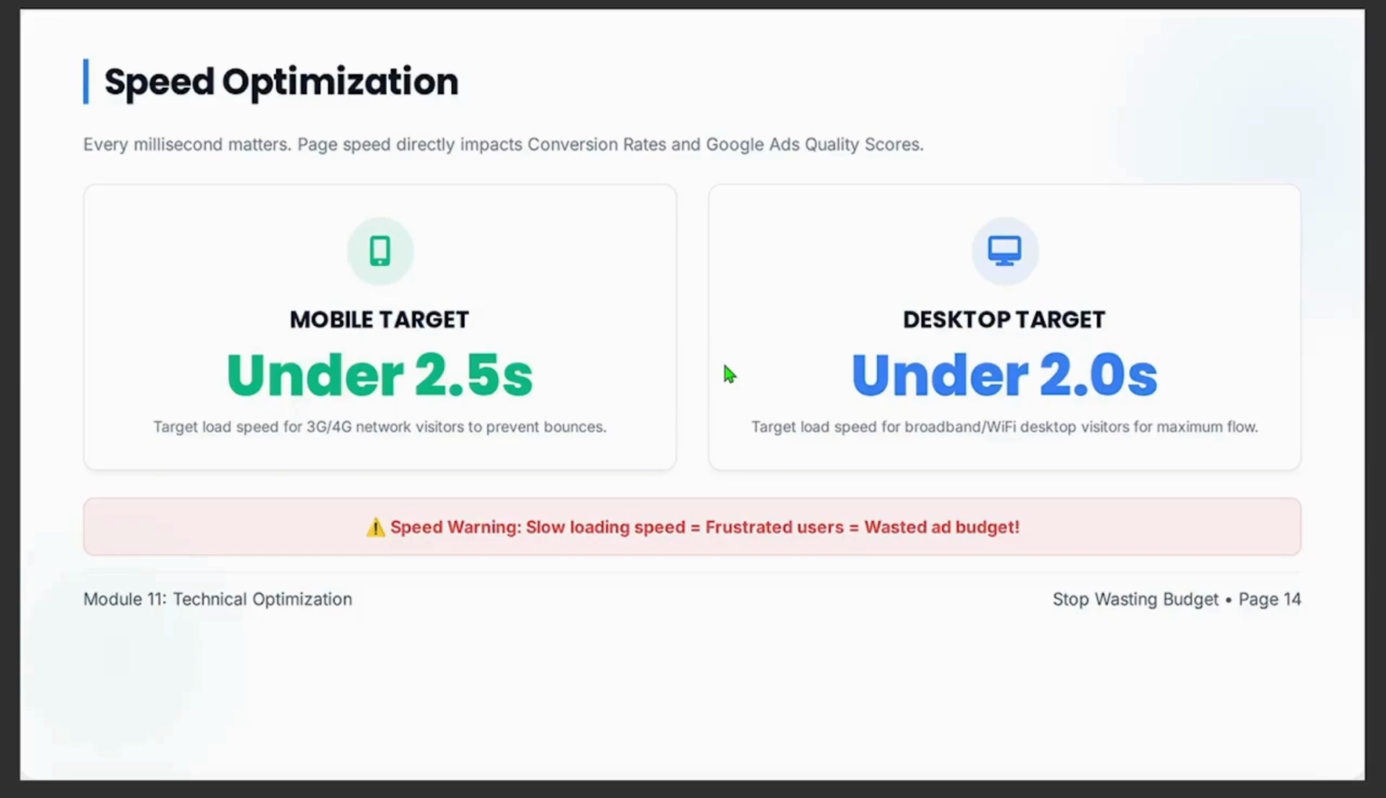And here are your targets: mobile under 2.5 seconds, and desktop under 2 seconds. So remember, a slow page means lost customers, and lost customers means lost budget. So always optimize your page speed.